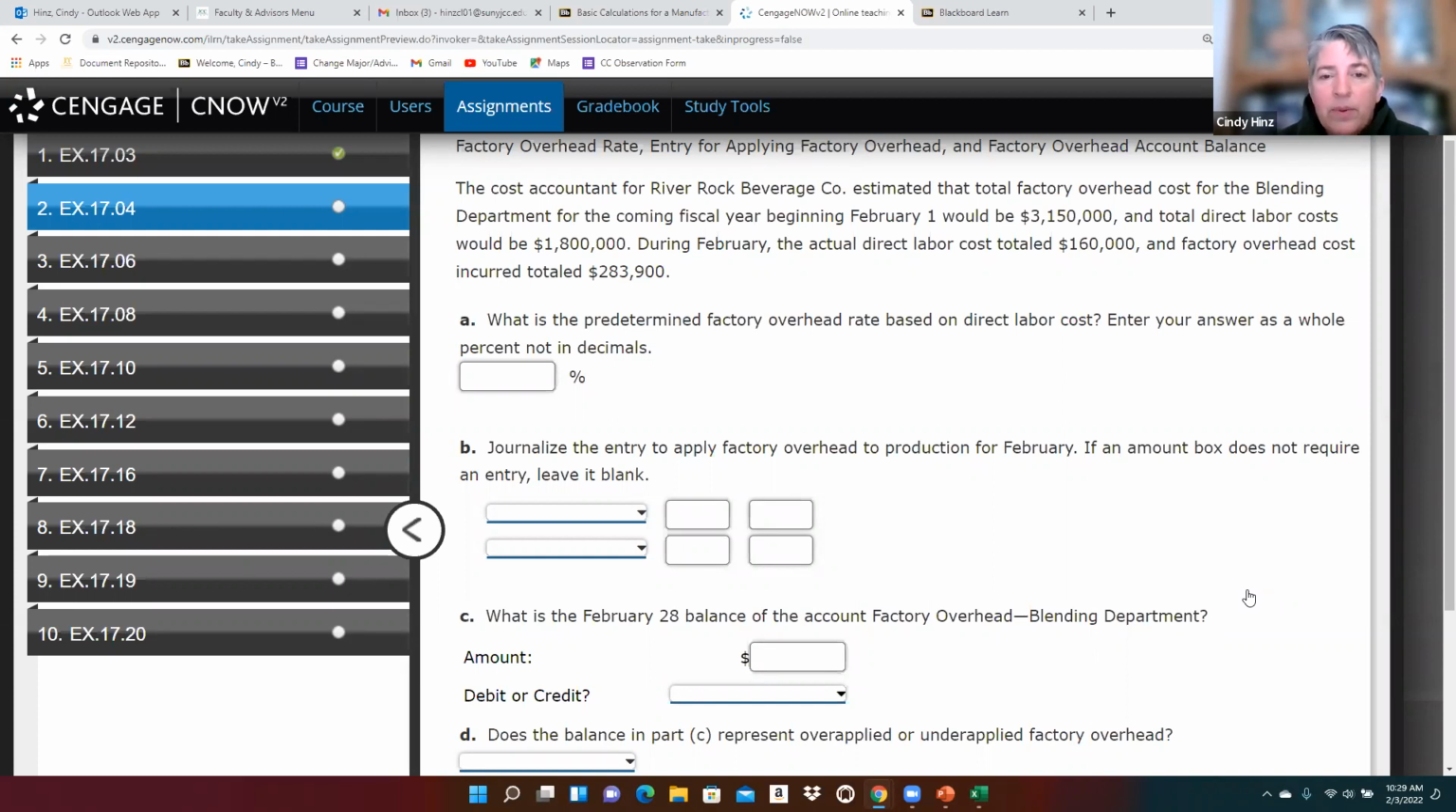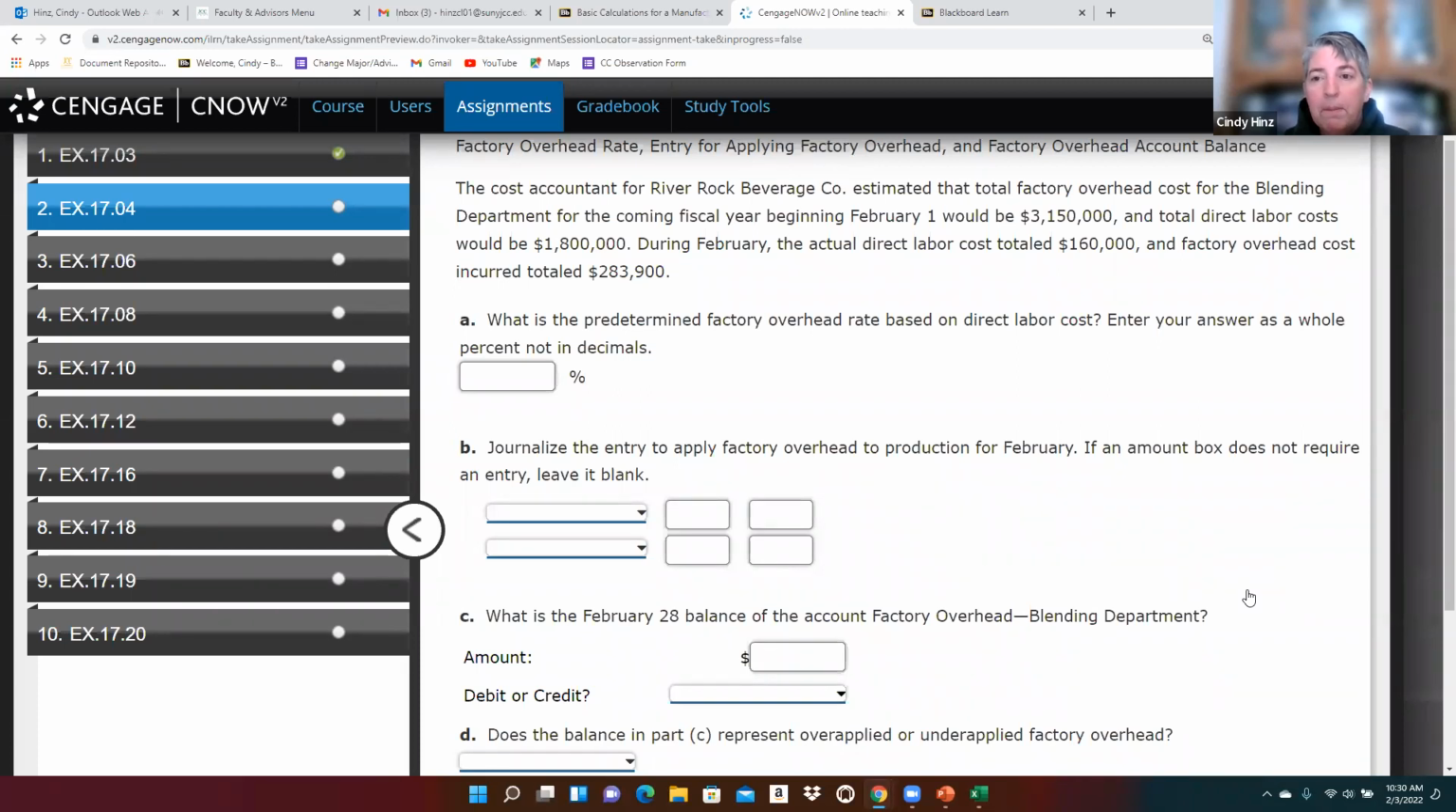The cost accountant for River Rock Beverage Company estimated that total factory overhead cost for the blending department for the coming fiscal year, beginning February 1st, would be $3,150,000, and total direct labor costs would be $1,800,000. During February, the actual direct labor cost totaled $160,000, and factory overhead cost incurred totaled $283,900.